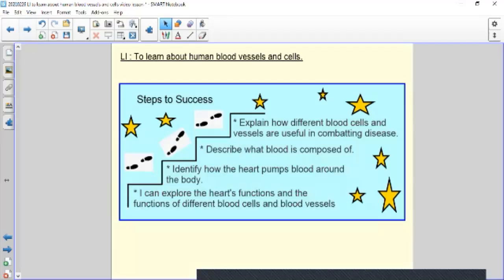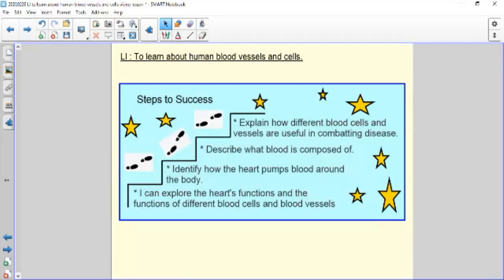So, how have you done with your steps to success? Have you been able to learn about the heart's functions and the functions of different blood cells and blood vessels? Identify how the heart pumps blood around the body. Describe what blood is composed of. And explain how different blood cells and vessels are useful in combating disease.